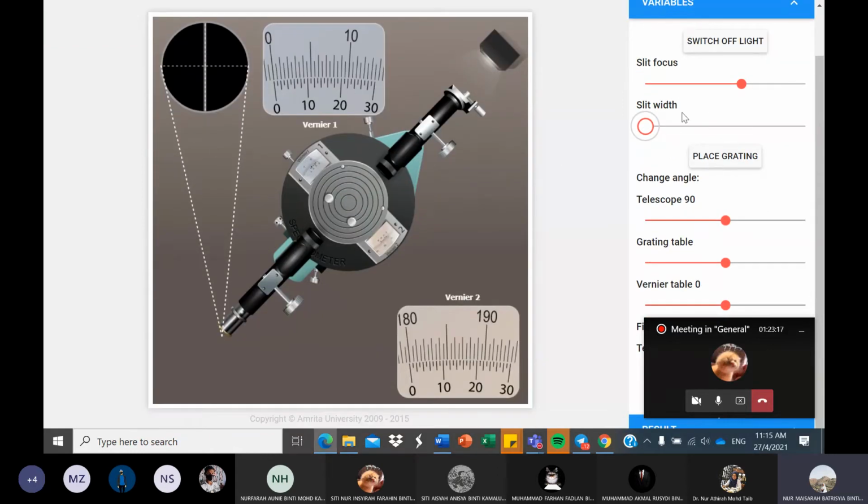Then we can place our grating here. This is our grating. Then we have to do the normal incidence method. First, rotate the telescope towards your left hand side or right hand side with a 90-degree angle. But I will do the right hand side first.